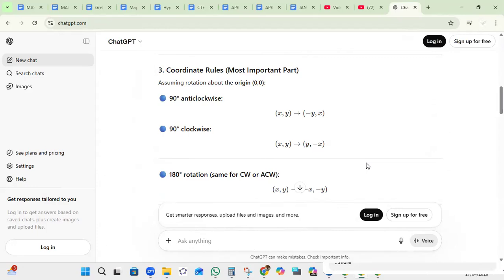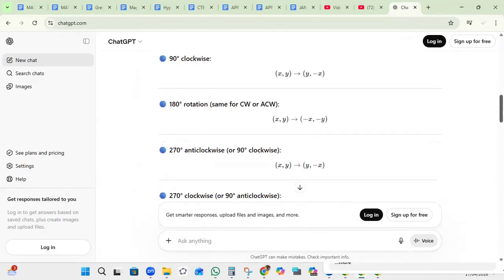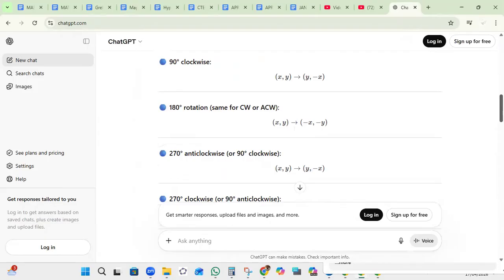You have the 90 degrees clockwise. There is a swap, but it's the x that will change sign. You have the 180 degrees clockwise, and anti-clockwise is the same. There is no swapping. The coordinates will just change sign. You have the 270 degrees anti-clockwise, which is the same as a 90 clockwise.